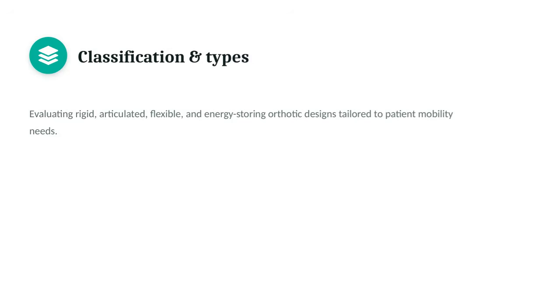Here, we're focusing on the classification and types of orthotic designs. It's important to understand different categories, such as rigid, articulated, flexible, and energy-storing orthoses. Each type serves a specific purpose and is tailored to meet individual patient mobility needs. For example, rigid orthoses provide maximum support, while flexible ones allow for more movement. Articulated designs offer controlled joint motion, and energy-storing types help enhance the patient's natural movement. Understanding these distinctions is crucial for selecting the right orthotic device.